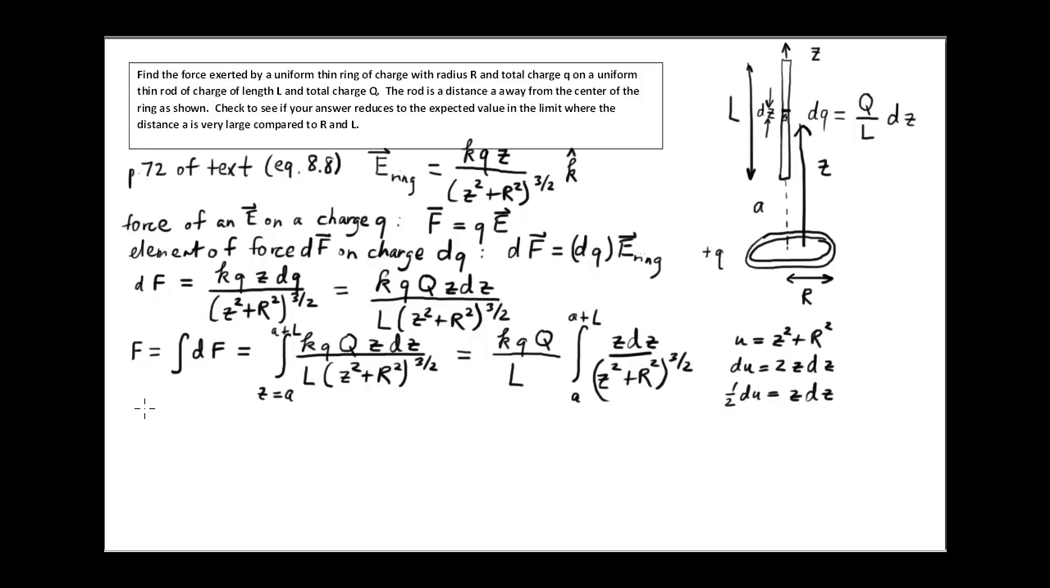All right, so if we make this substitution, then we get the force is k little q big Q over L, and we'll have to fix the limits in a minute. That won't be too much trouble. That means then the numerator is the 1/2 du. The denominator becomes just u to the 3/2. And see, what's left to integrate now becomes really easy. We see that we can do that directly. The only thing we have to be careful about is the limits.